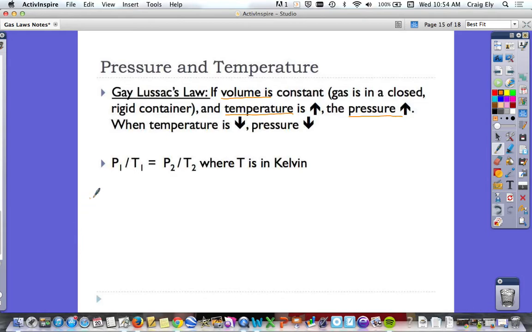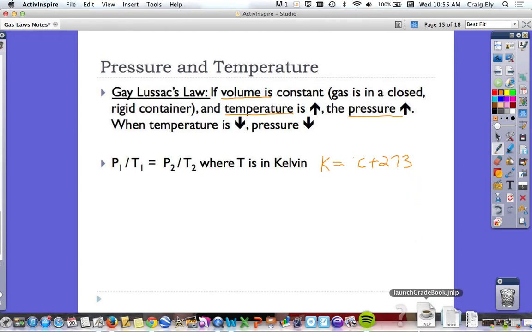Our formula for Gay-Lussac's law is similar to Charles' law, except this time we have pressure: P1 over T1 equals P2 over T2. And again, temperature is in Kelvin. Remember, Kelvin is equal to our degrees Celsius plus 273. You have to make sure that you turn your temperature into Kelvin. That's the most common mistake that students tend to make. All right, temperature has to be in Kelvin.